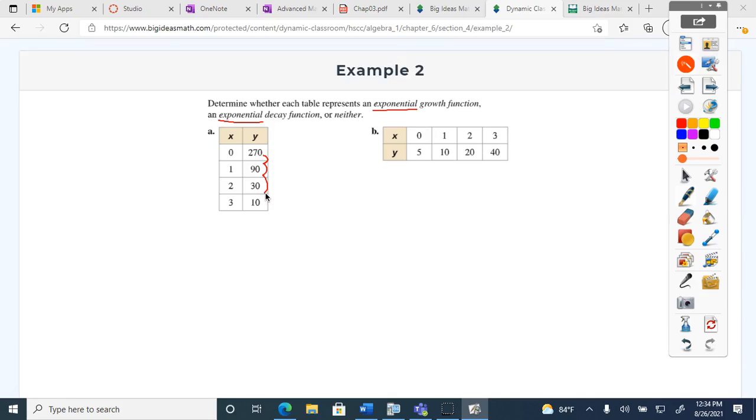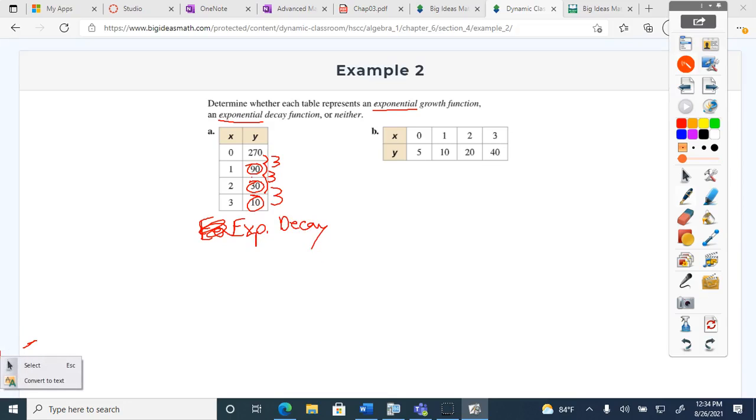270. Well, I like starting with the small numbers first. So what's 30 divided by 10? 3. What's 90 divided by 30? 3. What's 270 divided by 90? 3. That is exponential decay, because we are dividing.